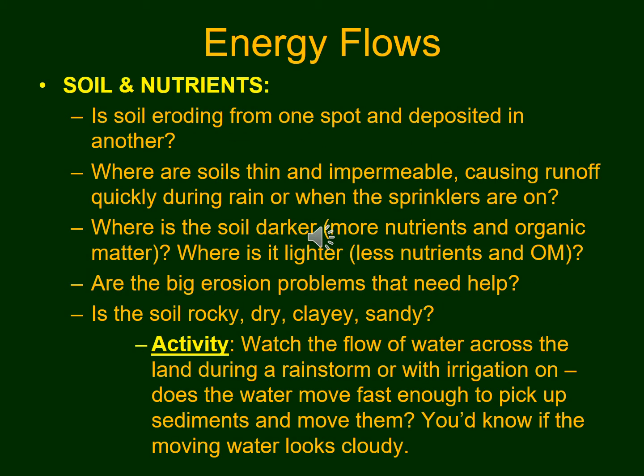Soil and nutrient flows. Is the soil eroding from one spot and being deposited in another? Are the soils thin and impermeable, causing runoff? Or are they well drained and the rain infiltrates quickly when the sprinklers are on? Where's the soil darker and lighter? How is it changing with the topography? Or is erosion a big problem? Rocks, clay, too much sand?